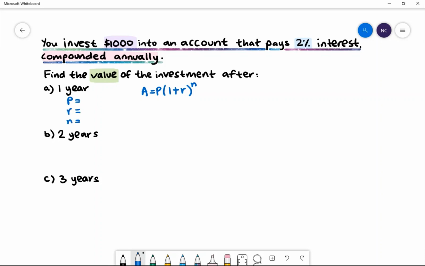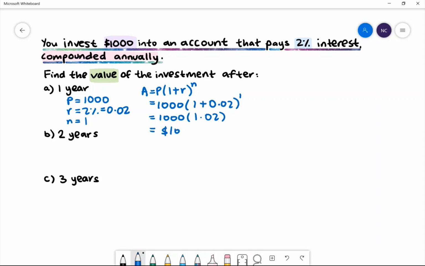The principal amount is $1,000. The rate will be 2%, which is the same as 0.02. The number of times the interest is compounded will be 1. Our formula then becomes 1,000 multiplied by 1 plus 0.02 to the power of 1. This gives 1,000 multiplied by 1.02. We will then have 1,020.